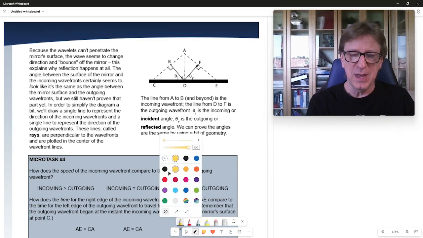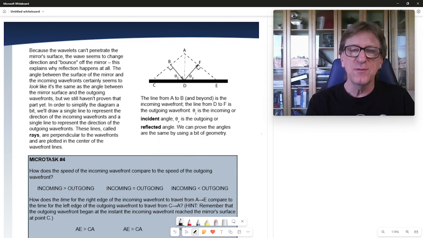We'll switch back to our black pen. There we go. Actually, we'll use red. Okay, so here is our first wave. It's coming down this way, and then it comes down, it hits the mirror, and it bounces off.